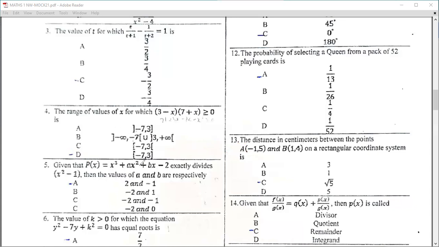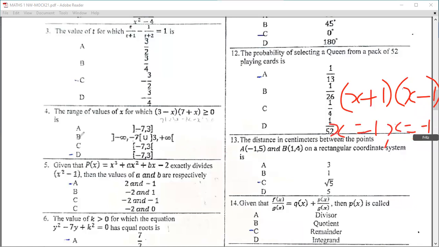Now, the next question, question number 5. Given that P of x is exactly divisible by x squared minus 1, what are the values of A and B respectively? Now here we have to note that x squared minus 1 is the same as x plus 1 times x minus 1. So these are the factors, right? Which means we can have x equal to 1 and x equal to negative 1. So it means that P of 1 equals 0 and P of negative 1 equals 0.